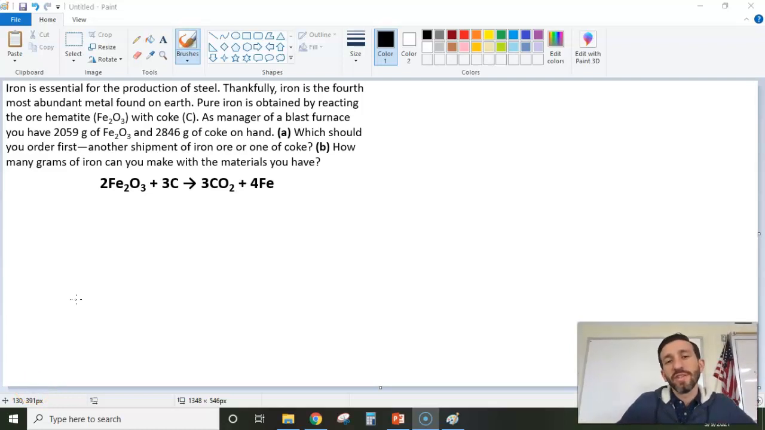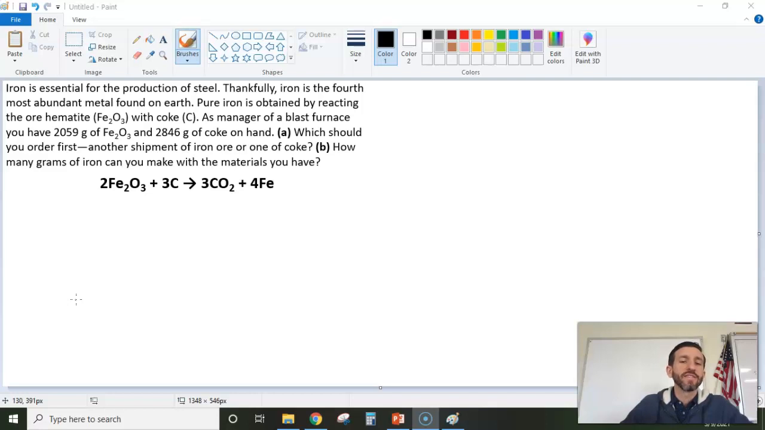So we are going to do another limiting reactant problem. Iron is essential for the production of steel. Thankfully, iron is the fourth most abundant metal found on Earth. Pure iron is obtained by reacting the ore hematite with coke. As manager of a blast furnace, you have 2059 grams of hematite and 2846 grams of coke on hand.